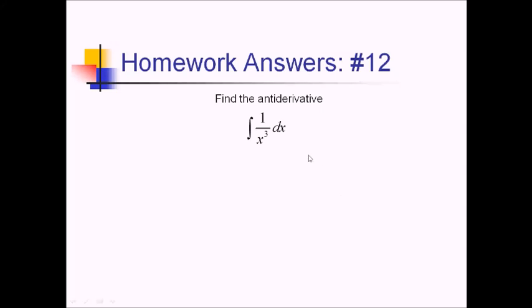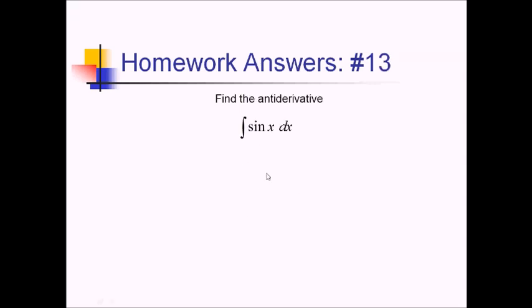For number 12, I need the antiderivative of 1/x cubed. I'm going to write this as x to the negative 3, so then I can easily use my reverse power rule on this. So I'm going to bump my exponent up to a negative 2. Dividing by negative 2, that's going to be negative 1/2 x to the negative 2. And then we have the plus c.